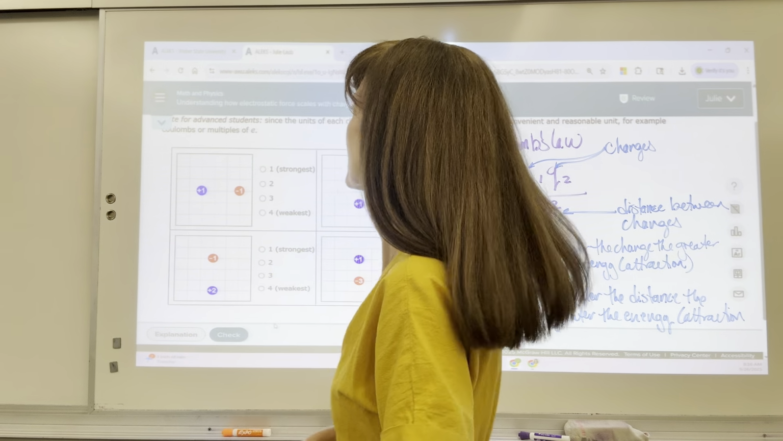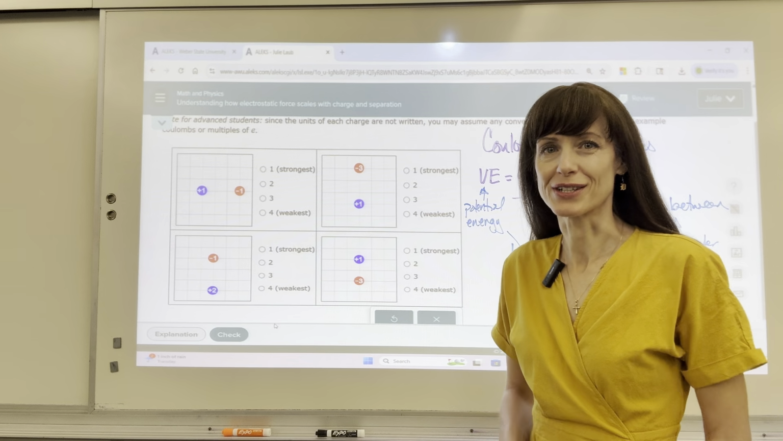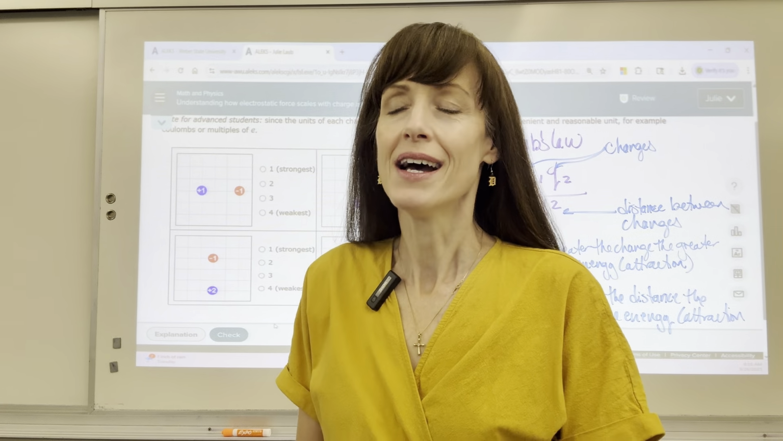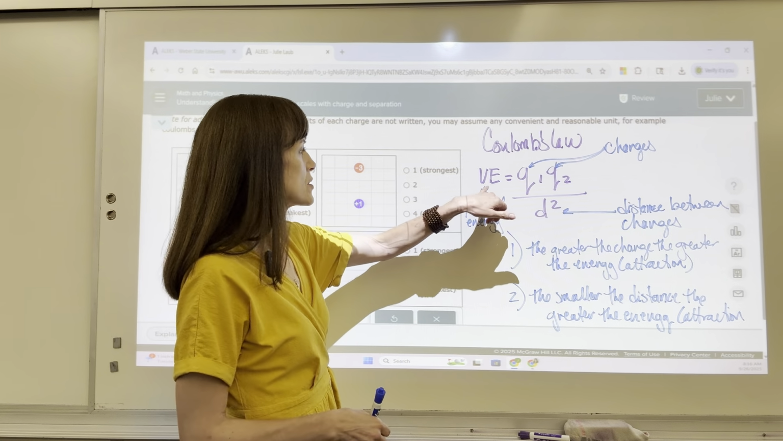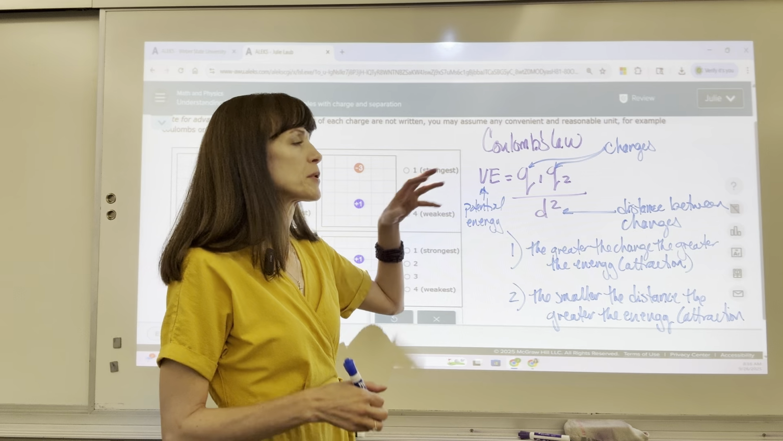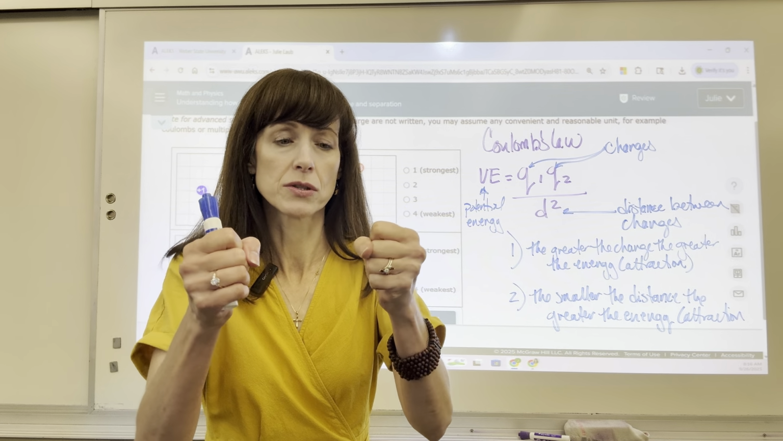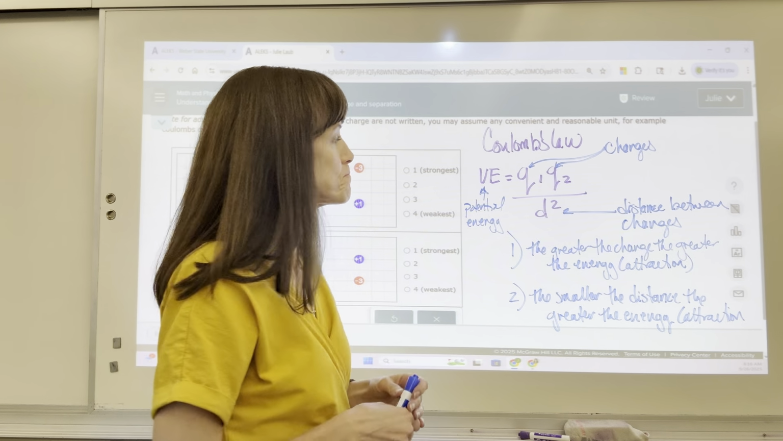Today we're going to do the ALEKS topic, understanding how electrostatic force scales with charge and separation. Really, this is Coulomb's Law, and I love Coulomb's Law. Let's unpack this. So we have potential energy, that's your PE. And remember, potential energy is an energy of position, like two objects being here, two objects being here, an energy of position.